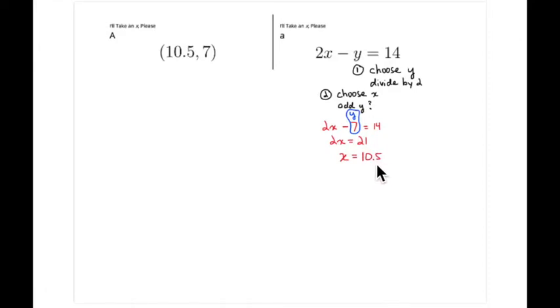So it's 10 5/10, or 10 1/2. And you check it. Yeah, that's correct. So the x value is 10 1/2. The y value is 7. And right here is a little bit of what I was talking about.